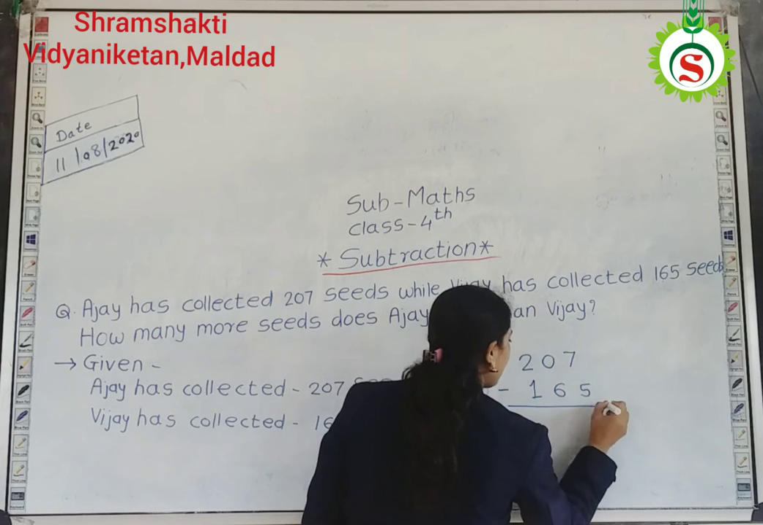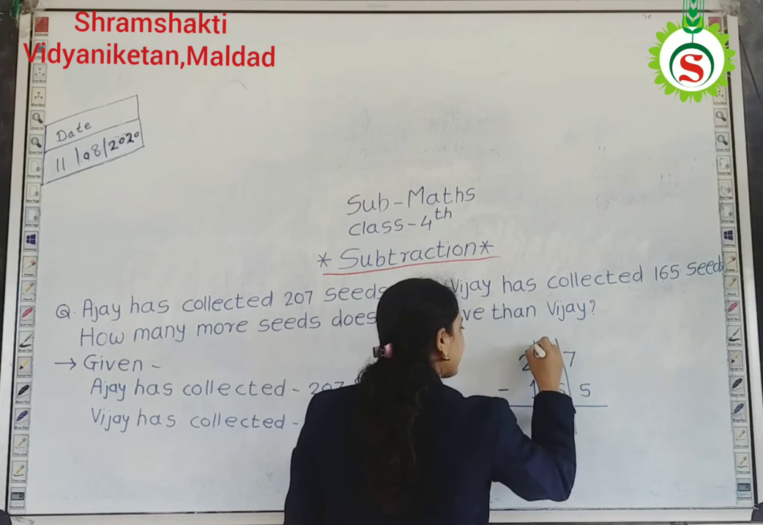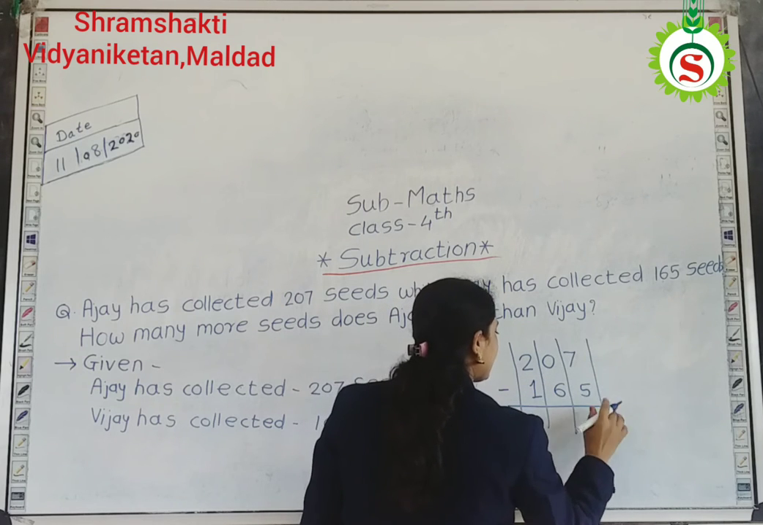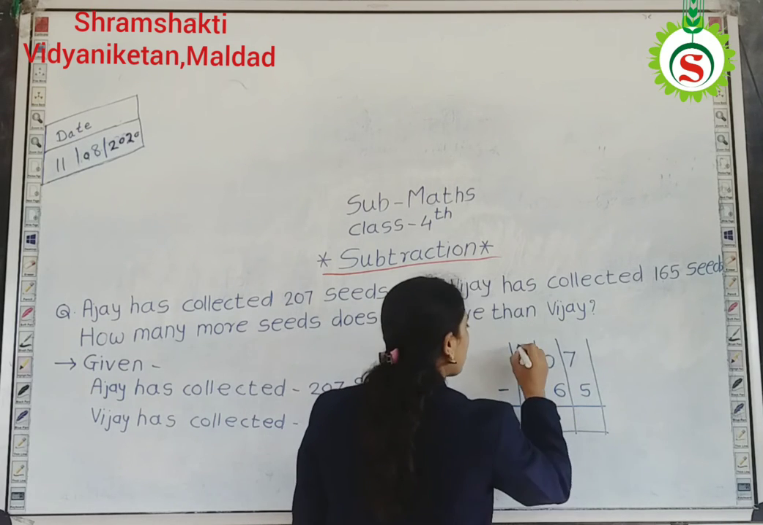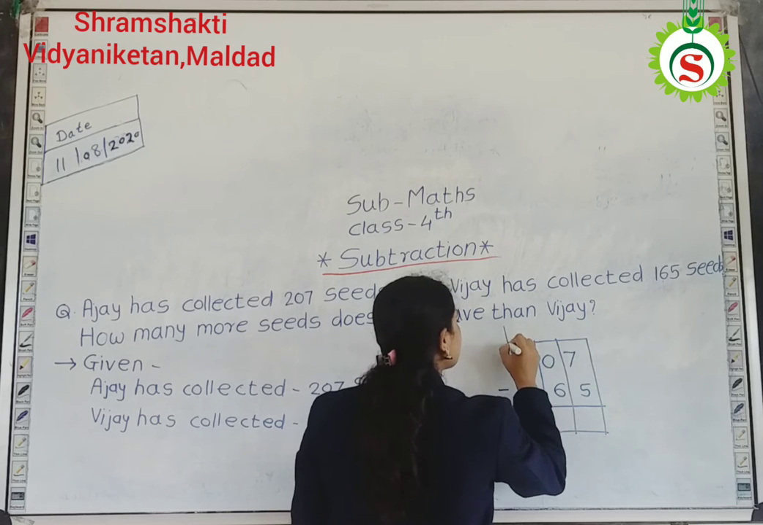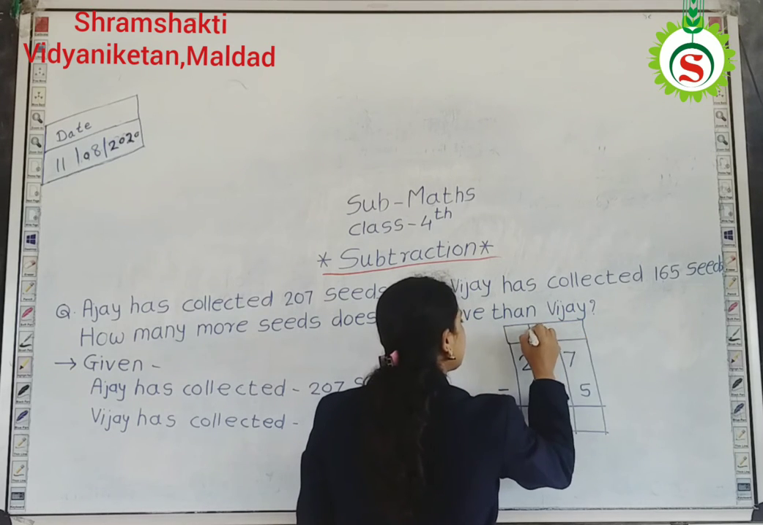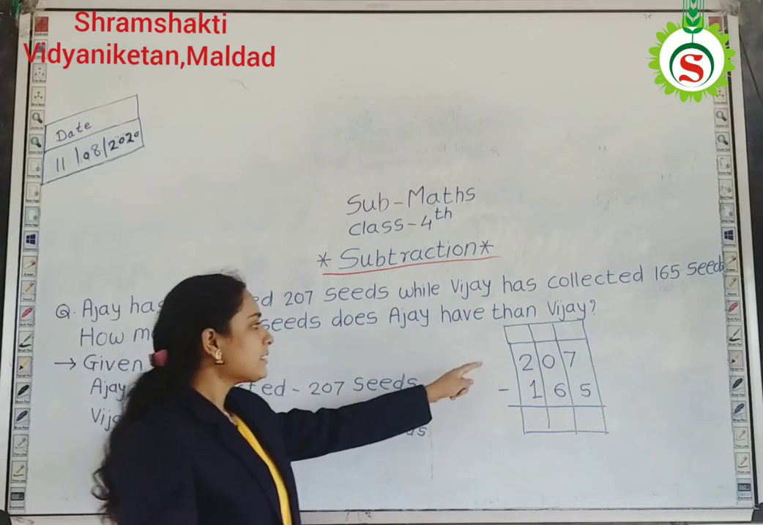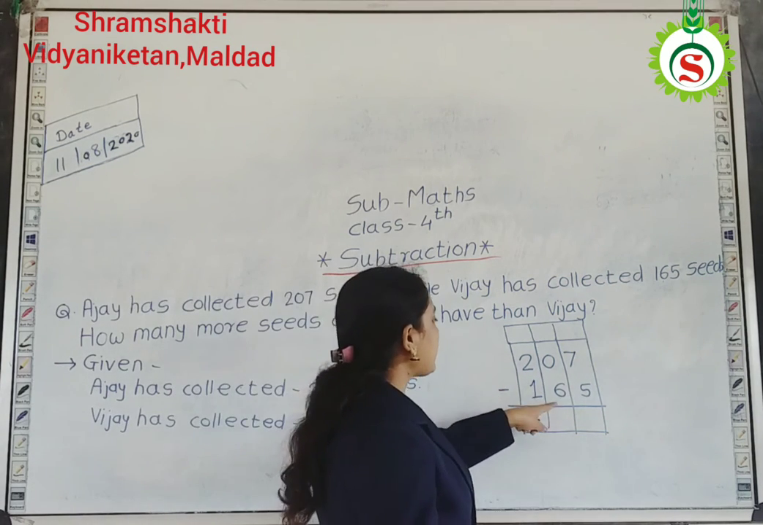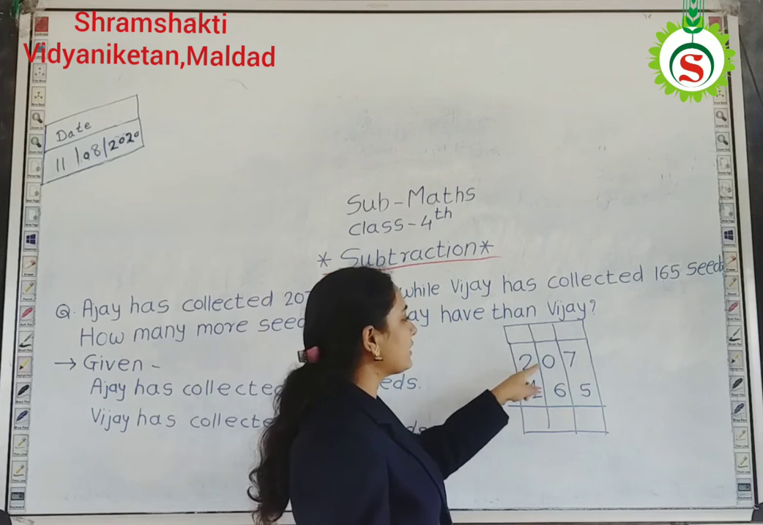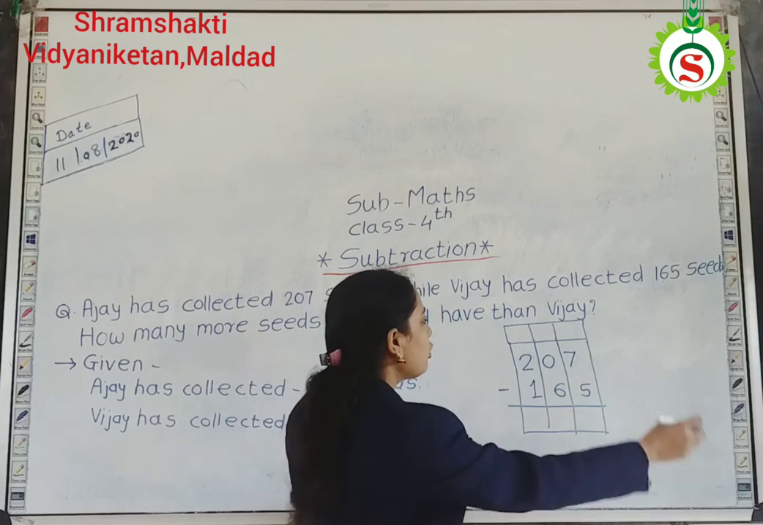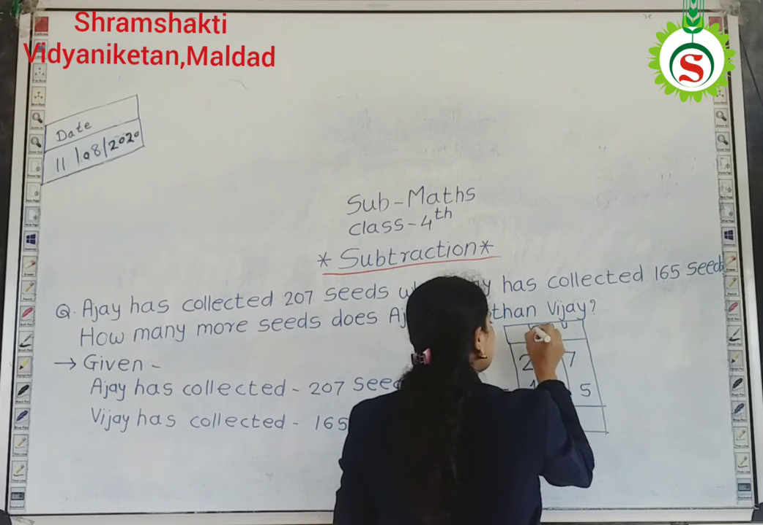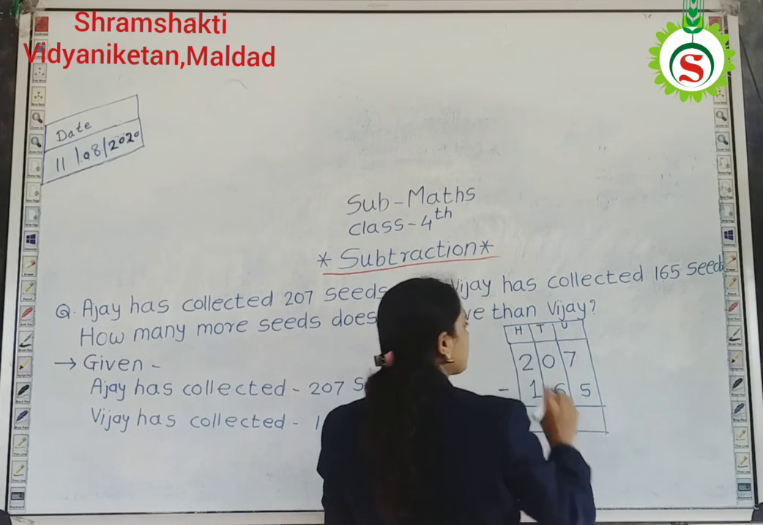Students, very simple. You learned subtraction in 3rd standard. So this is a very simple example. Make a column like this. You use a scale and pencil. Okay. Students, subtract 165 from 207. Give places: units, tens, hundreds.